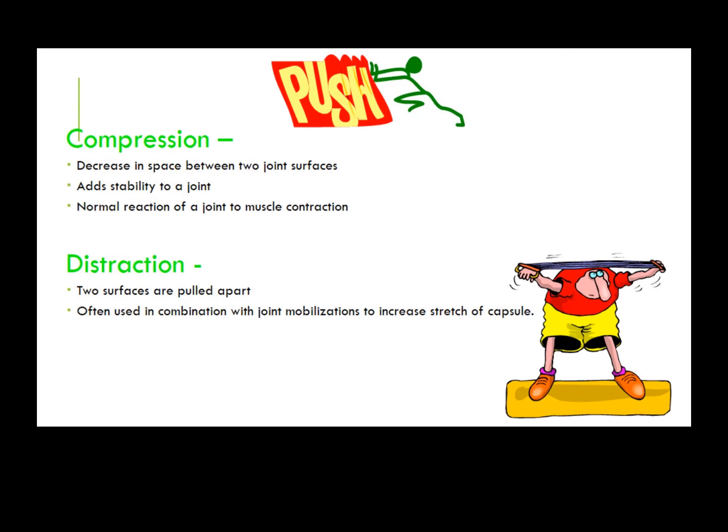Now we'll talk about compression and distraction. These are the last accessory movements which happen in our joints. So compression is something which is pushing, approximating the two joint surfaces, decreasing the space between them. When you push one joint surface to another joint surface, it is known as compression. So there will be a decrease in space between the two joint surfaces.